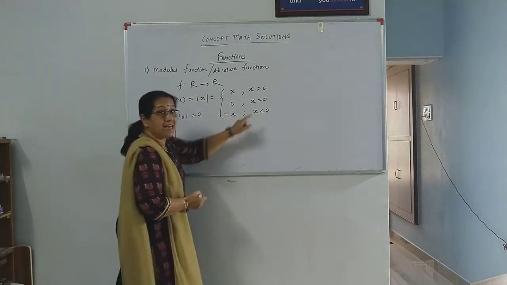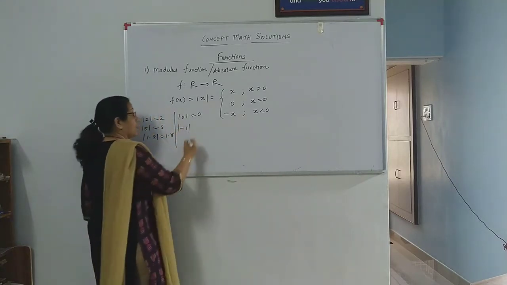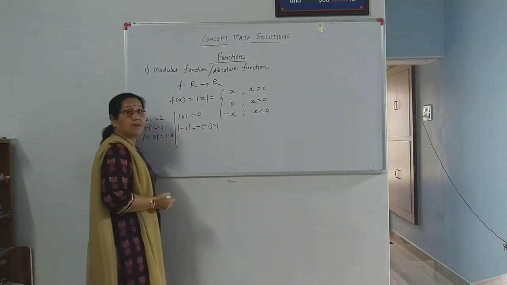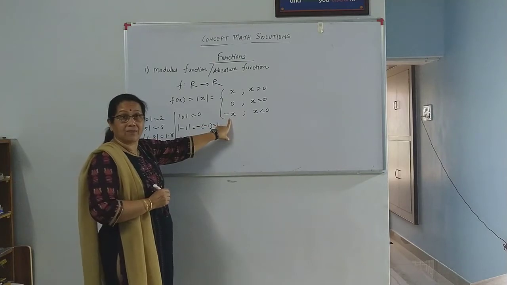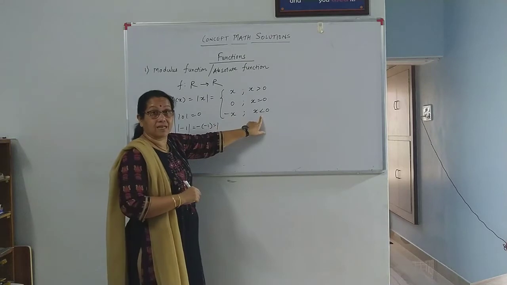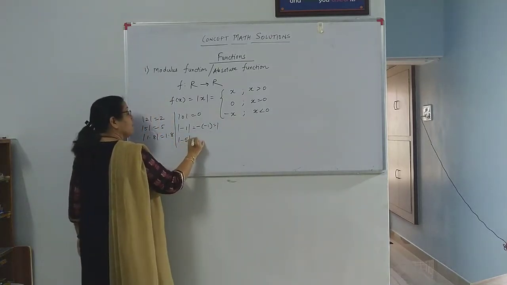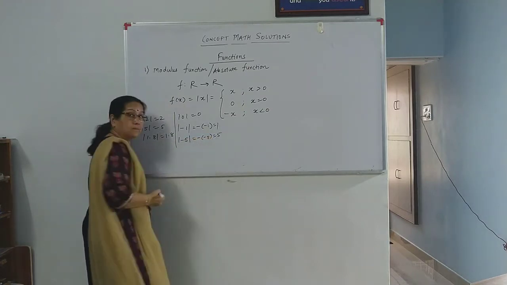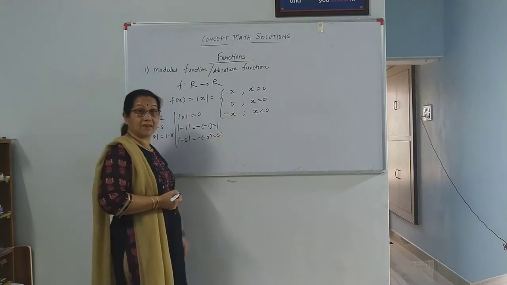If x is less than 0, say modulus of minus 1, it is minus of minus 1, which is 1. It's not necessary that minus x is negative. Minus x is positive because x is negative. So modulus of minus 5 would be minus of minus 5, which is 5.